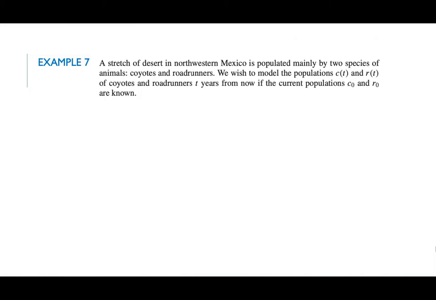Okay, so we're going to start with an example. In this kind of silly example, we are saying a stretch of desert in northwestern Mexico is populated mainly by two species of animals, coyotes and roadrunners, and we wish to model the populations, C of t and R of t, of coyotes and roadrunners respectively, t years from now if the current population is C0 and R0. Okay, so this is our setup, coyotes and roadrunners, and suppose we have this recursive population model.